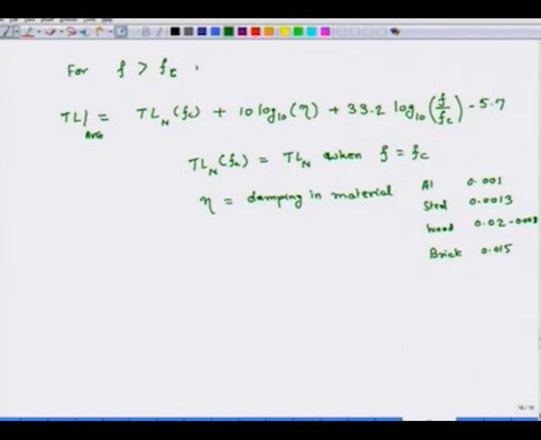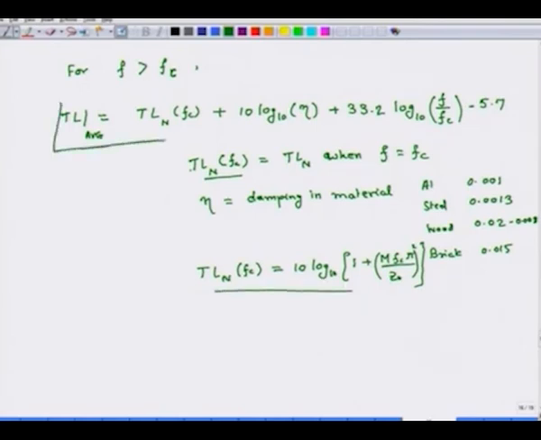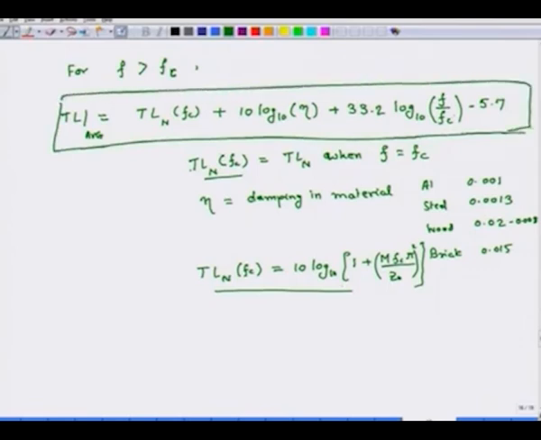So, I will also expand on this term. T L N at f c, using the relation which we had seen earlier, is nothing but 10 log 10 of 1 plus the whole thing squared of m f c times pi divided by z naught. So, this is T L N. Using this empirical relation, we can figure out what happens after we have crossed the first coincident frequency.